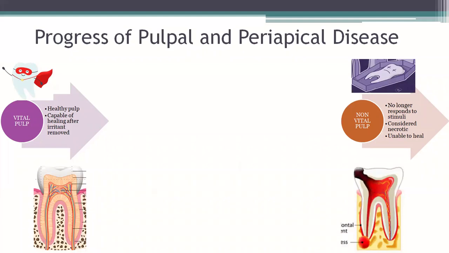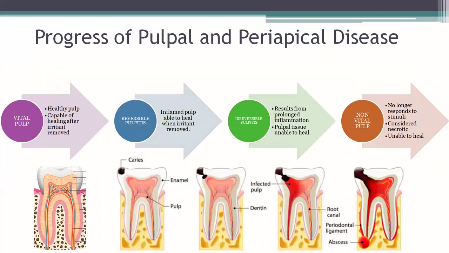Because it has a non-vital pulp. But my question here is, what happened in between? What happened for this happy and vital pulp to become a dead and necrotic pulp? What happened in the middle? Well, what happened in the middle was that the tooth was fighting. The tooth was having a battle. In the middle of the battle, it was asking for help. So the first stage is the reversible pulpitis.